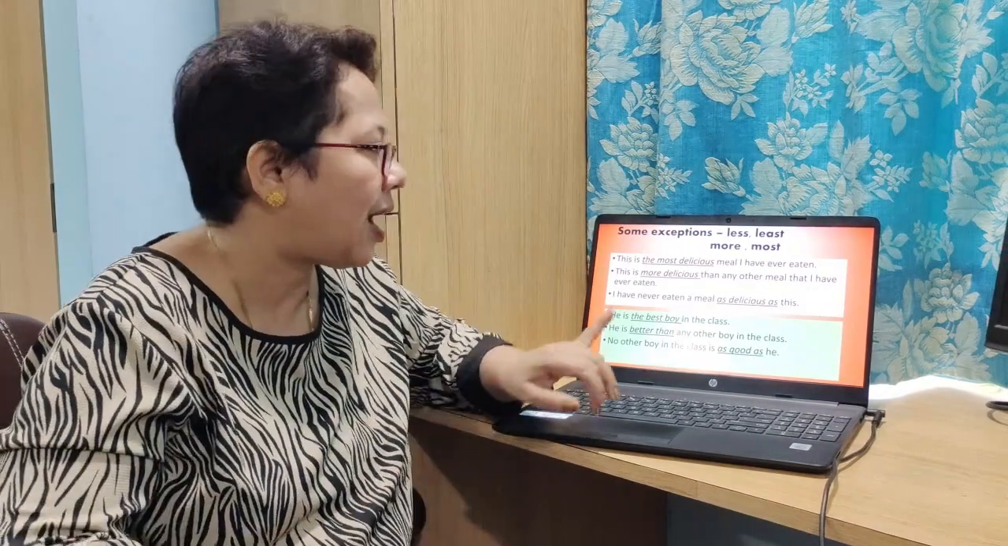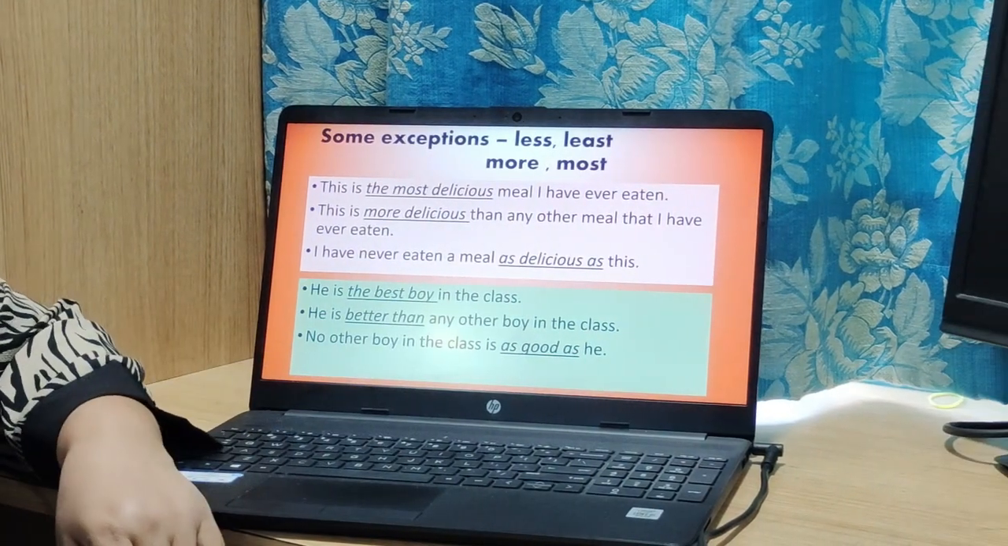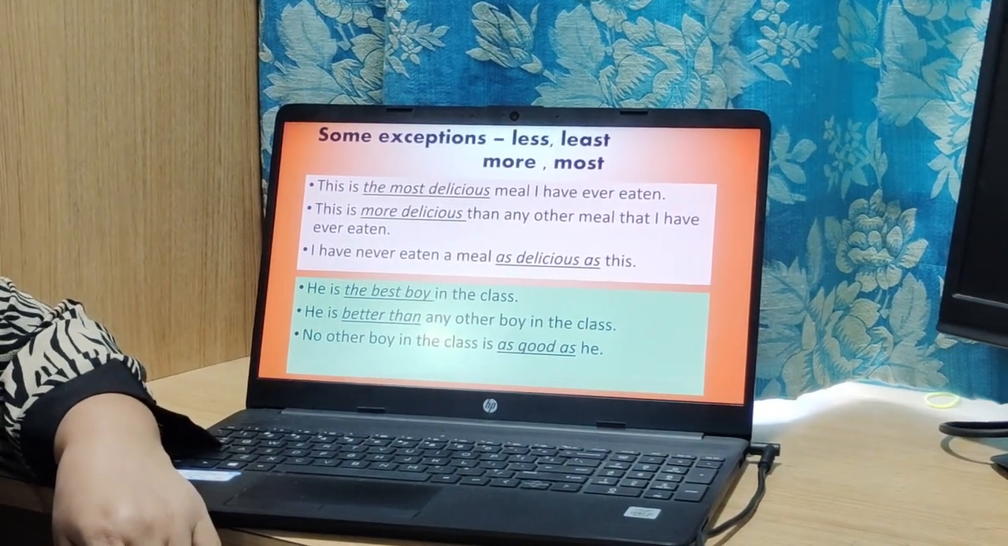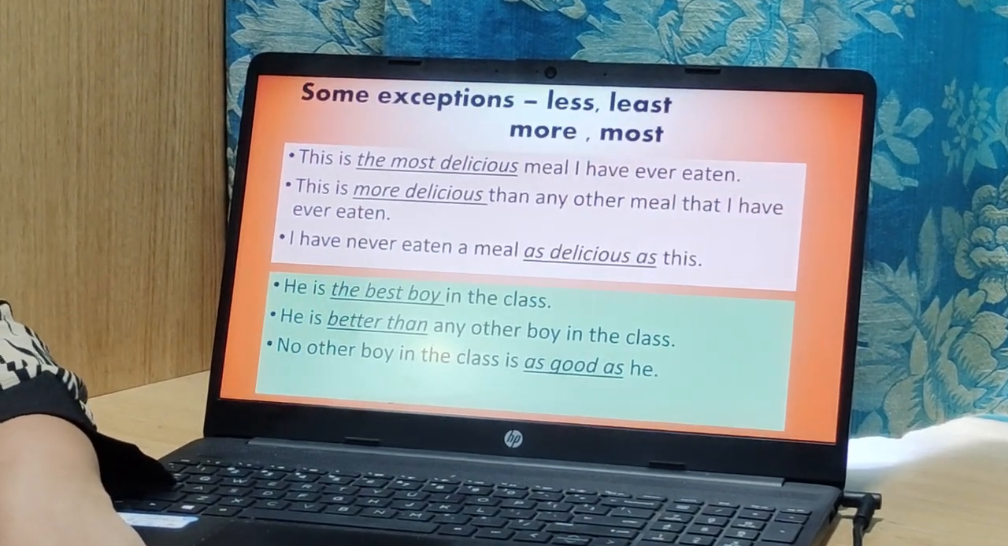We are not using comparative "more" or "most" in the positive. In the superlative we use "most", in the comparative we use "more", but in the positive only the base form: delicious. So how will we write it down? I have never eaten a meal as delicious as this. So this is one way of doing it: you use a negative form, never.